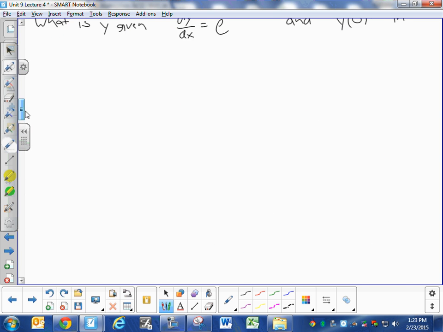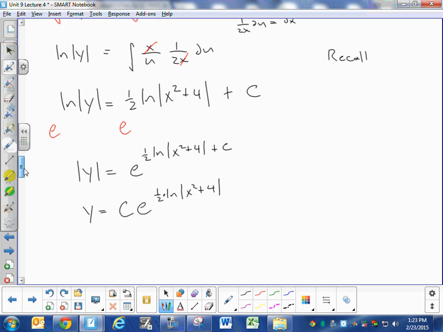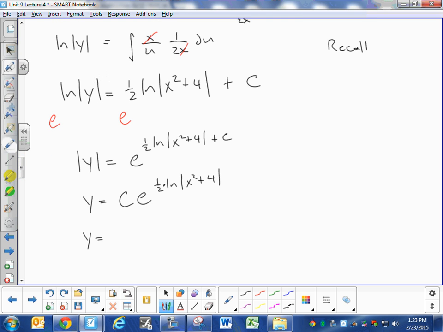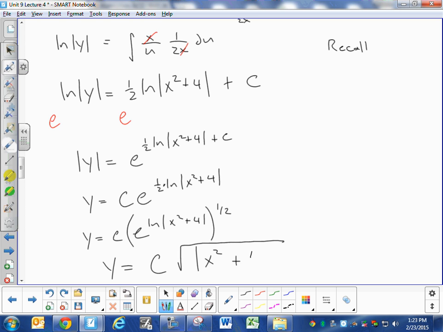So let's see what our guy would simplify to. This would be y is equal to c e to the log absolute x squared plus 4 to the 1/2 power. E and the log would cancel, giving me y equals c root absolute x squared plus 4. Awesome. Right?